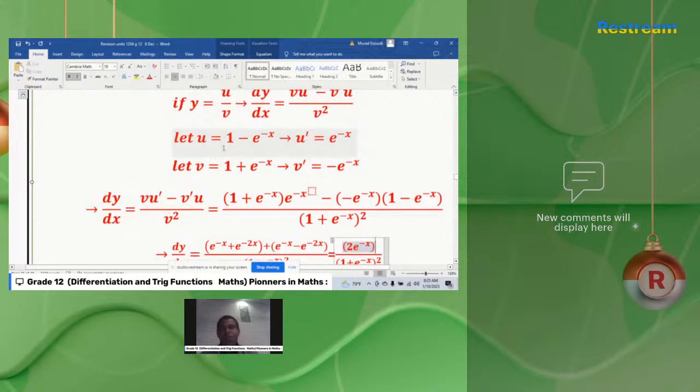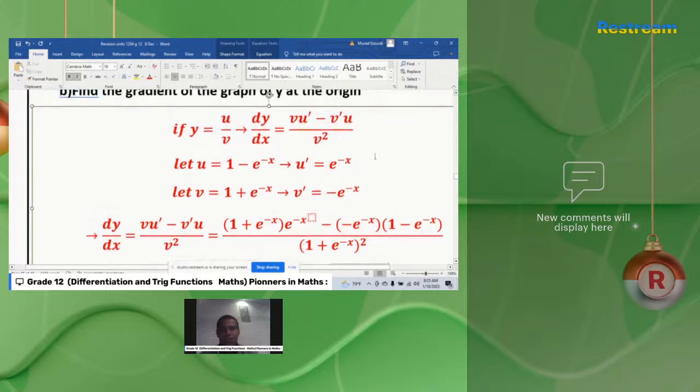Just when you suppose or consider u equal 1 minus exponential of minus x, therefore you should differentiate to get u dash, which is equal to minus multiplied by minus, positive, of the function exponential minus x. And when you consider v equal 1 plus exponential minus x, v dash is minus the first derivative of the function x, so you are going to write minus exponential minus x.